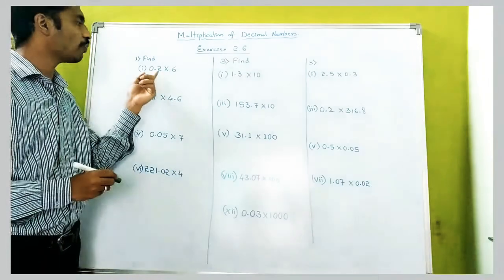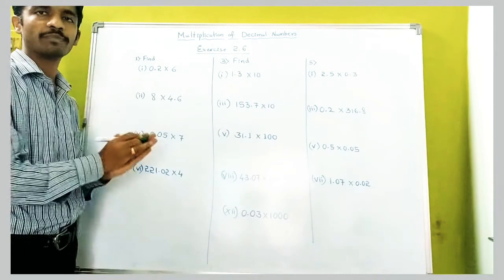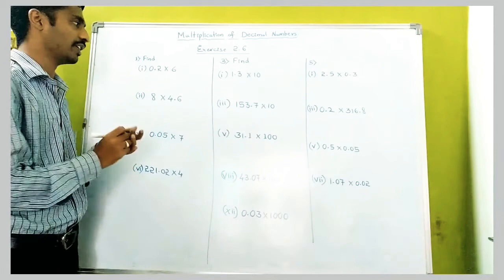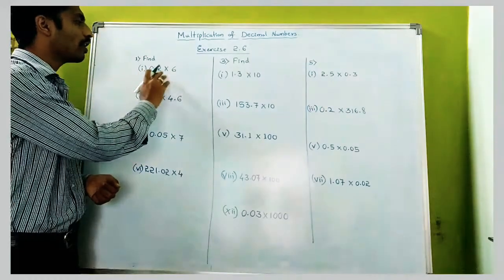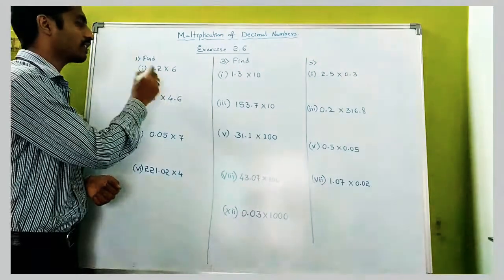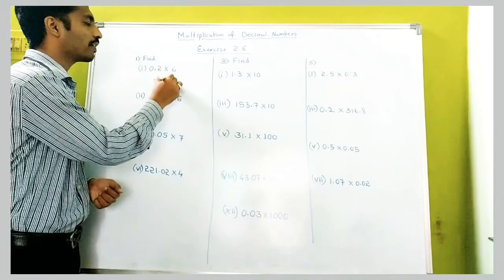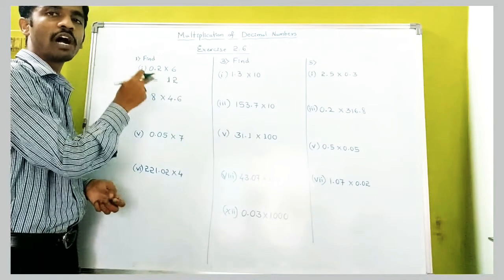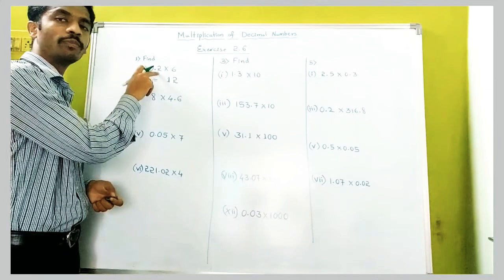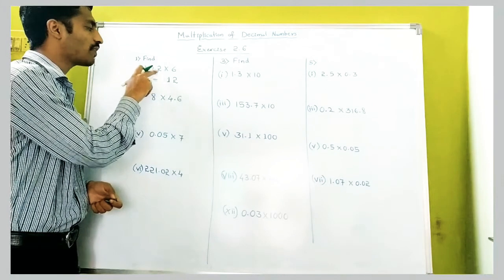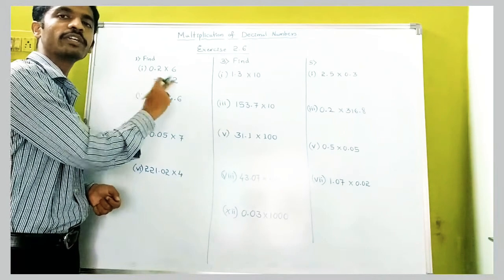So first one, 0.2 into 6. What you have to do? First, just ignore the decimal and make the multiplication. So I am ignoring the 0.2. Directly I will take it as 2 into 6. How much we will get? 6 2s are 12. Now put the point. After how many numbers we have to put the point? Here only after one number we are getting the point. So it means after one number we have to put the point. So our answer is 1.2.